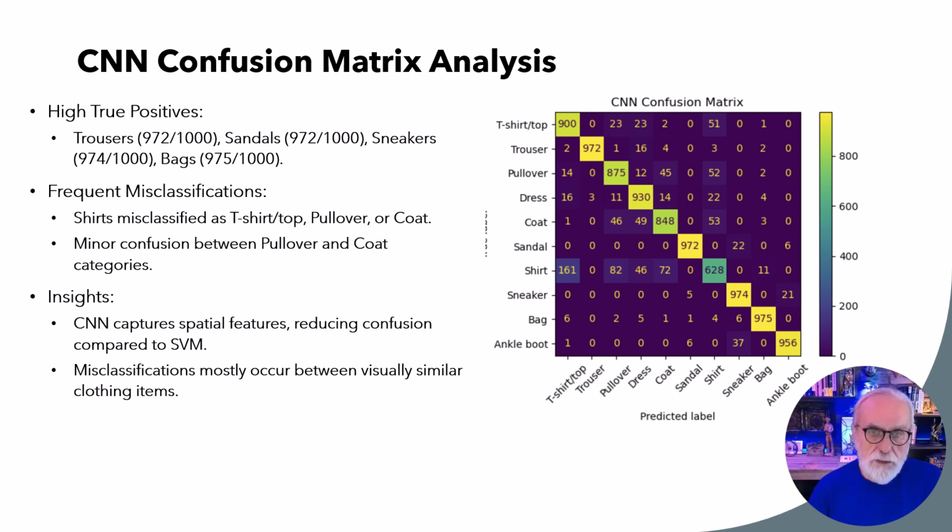Here we analyzed the CNN confusion matrix. We observed high true positive rates for several classes. For instance, trousers, sandals, sneakers, and bags are all classified correctly over 97% of the time. CNN significantly reduces misclassification compared to SVM, especially for visually distinct items. The majority of the remaining errors involve confusing shirts with t-shirts, pullovers, or coats, which is understandable because these categories are visually similar. The CNN's ability to preserve spatial information allows it to outperform the SVM on this image classification task.